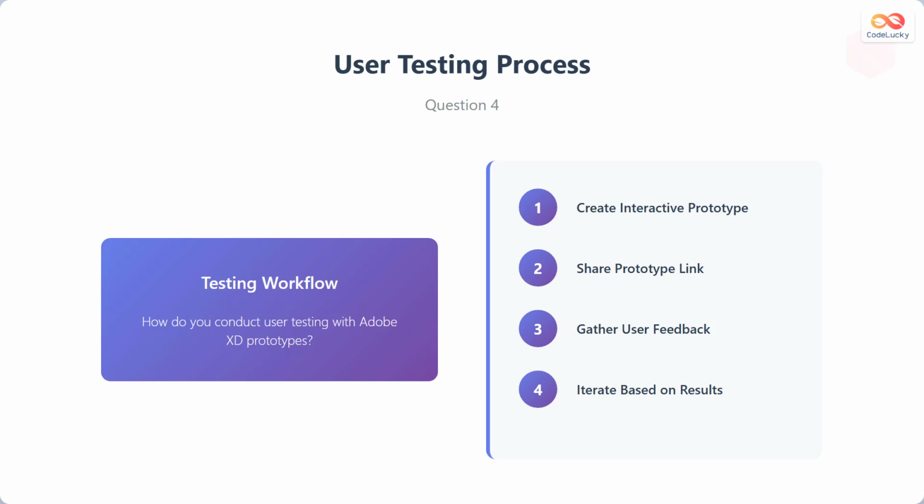Third, gather user feedback through observation, task completion analysis, and direct user input about their experience navigating the prototype. Fourth, iterate based on results by analyzing the feedback and making necessary design improvements before conducting additional testing rounds. This user testing workflow helps validate design decisions, identify usability issues, and ensure the final product meets user needs and expectations.